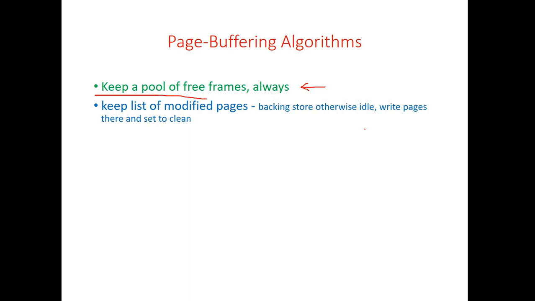In this way, time can be saved by identifying the modified pages and writing them when the backing storage is idle. In its free time, the modified pages are written into the secondary storage and the corresponding entries for those pages in the page table can be set to clean status. In this way, page buffering algorithms help in reducing the CPU idle time by maintaining a list of free frames and also the list of modified pages methods.